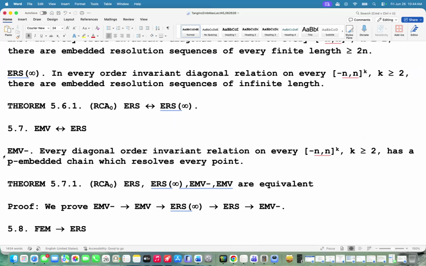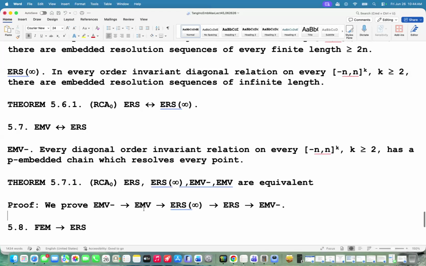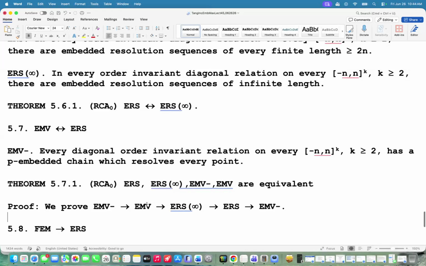I call it EMV minus when you restrict the relations to be diagonal, having that diagonal property plus the dimensions at least 2. The way this is done is I show EMV minus implies EMV. That's the thing where this is just density, and this is that it's got to be Q minus n. This is a tricky point. And then from EMV to ERS infinity is very easy.